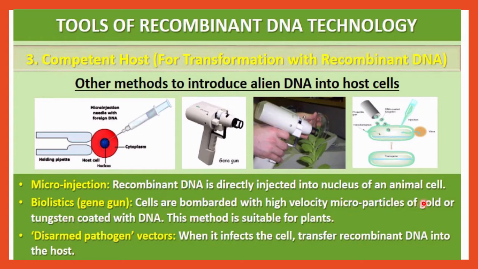So we can coat the DNA with the help of microparticles, that is gold and tungsten, and after that we can enter it inside the host cell. This method is suitable for plant cells. The third method is a disarmed pathogen vector used to infect the cell. Normally these are pathogens, but we can disarm them, meaning we can inactivate them as pathogens, and after that we can infect the cell, which is now less harmful, and we can transfer the recombinant DNA into the host cell.